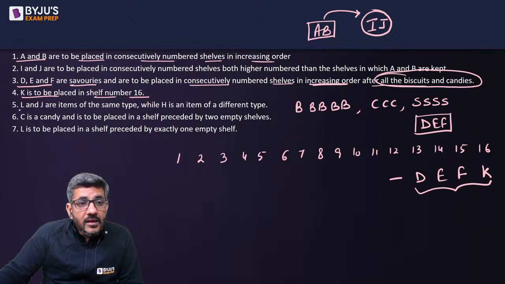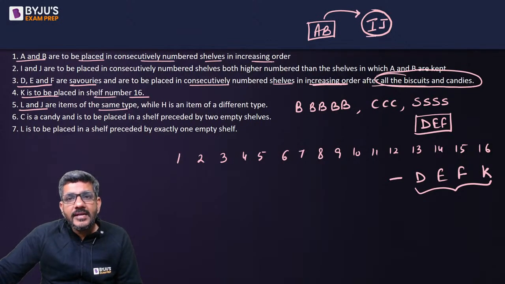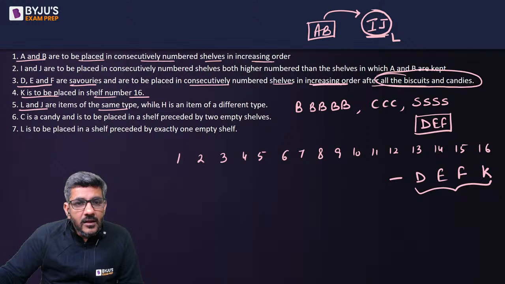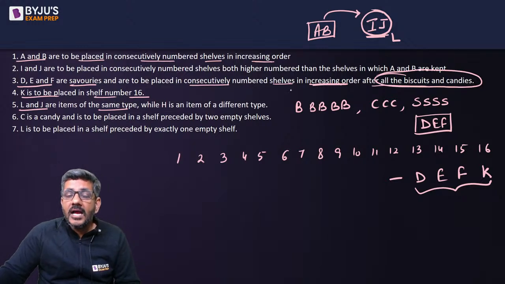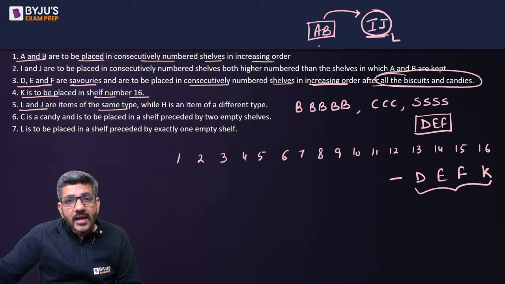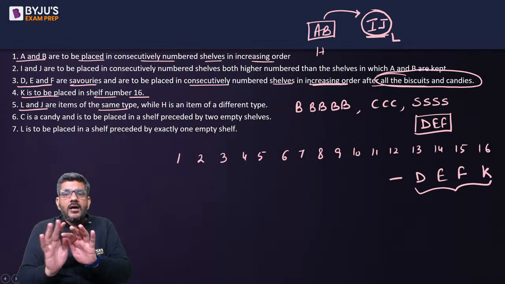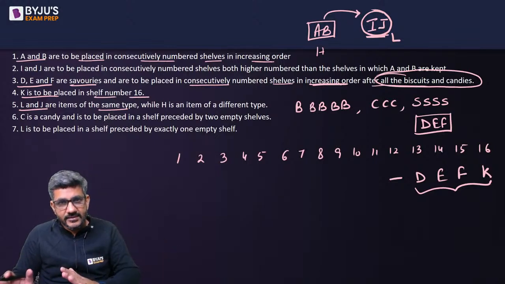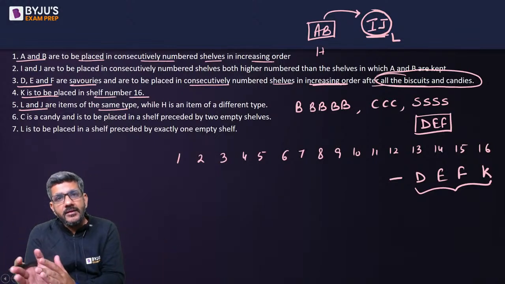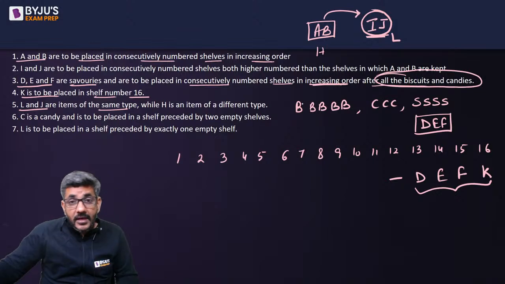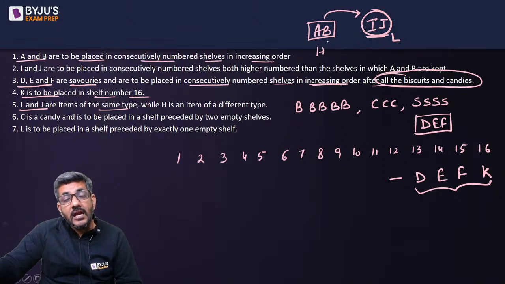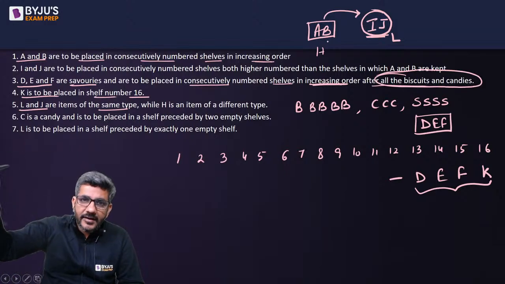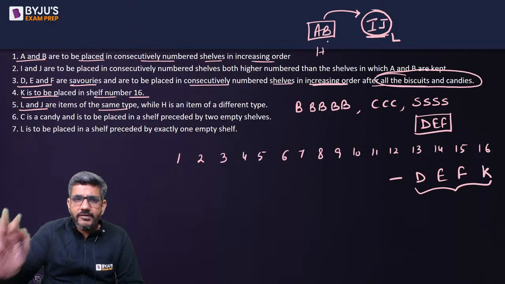What next? I and J are items of the same type because they are put together. L is also of the same type, he says, while H is an item of a different type. So either H is an item of type AB and IJL are different. Savories are anyway sorted now. We just need to find out about biscuits and candies. So either IJL is one type and ABH is one type, or it is also a possibility that ABIJL all are one type and H is a different type. So currently we do not know about it. We will talk about it later.